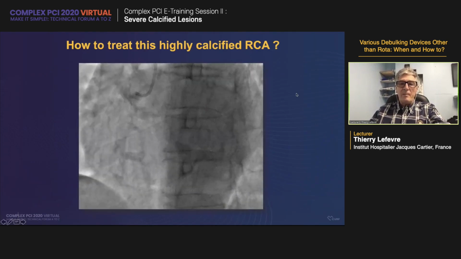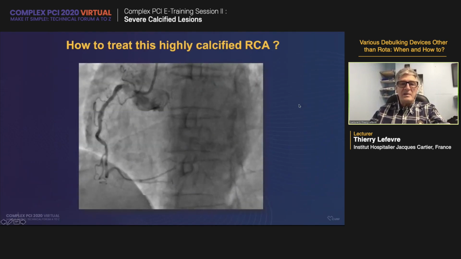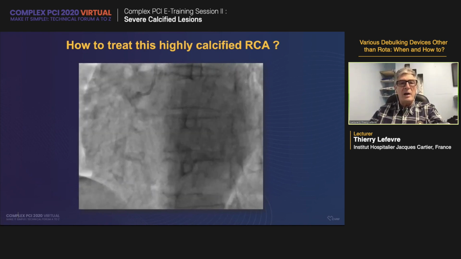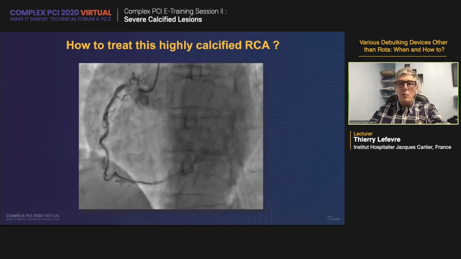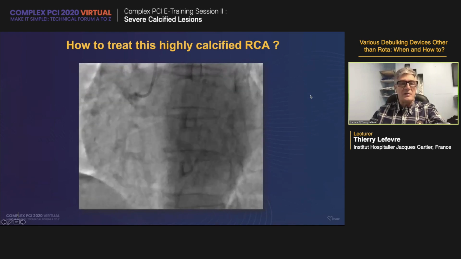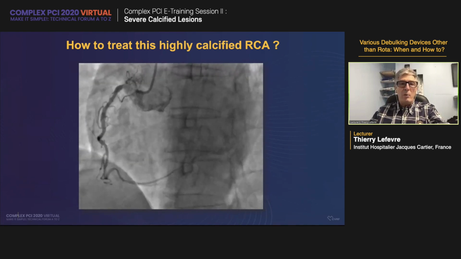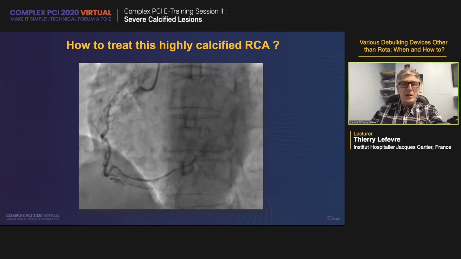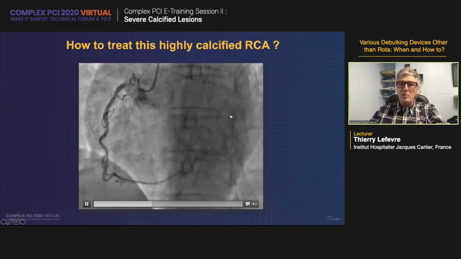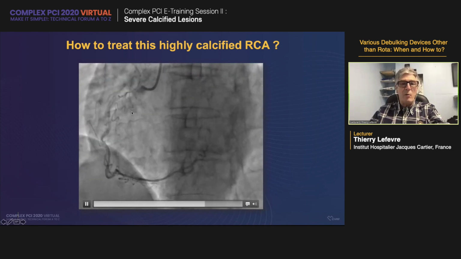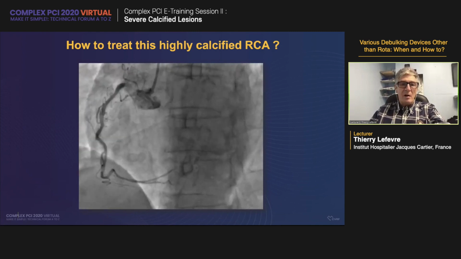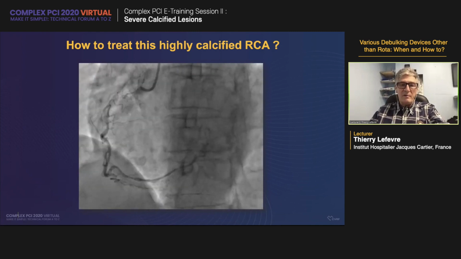Now there is this case, I think it can be a very interesting case. It's an old woman, 88 years old, who was admitted in hospital for aortic stenosis. So we were doing a TAVI screening, and you can see that on the left system, there was calcification, but not significant disease. But on the right, you have this highly calcified lesion, nearly subocclusive.